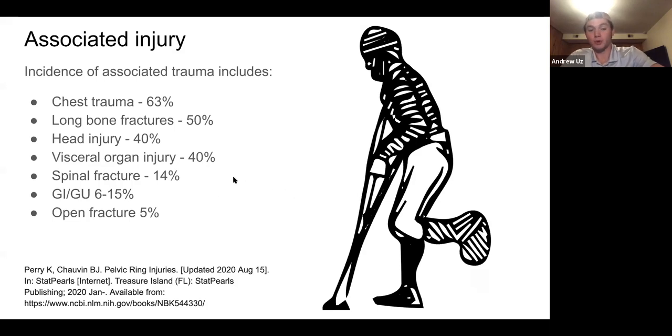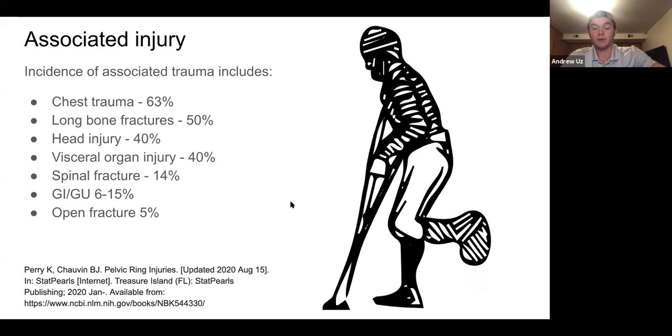And this is important to recognize because if you look at this top figure, chest trauma, 63%, the chest is very important for our survival. We have our heart, our lungs, our kidneys, liver, very important organs. So we think about chest injuries as being very serious injuries. And the problem is that if we're too concerned or too tunnel visioned on a chest injury, we could miss a pelvic injury.